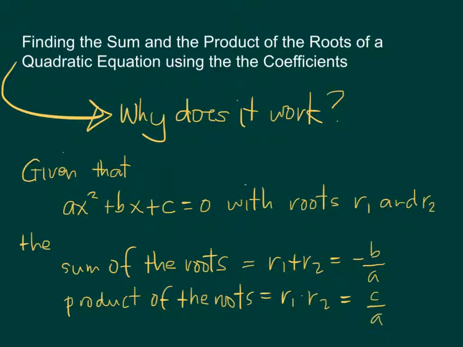Hi, in this video, I'm going to share with you the reason behind why we can simply find the sum of the roots and the product of the roots of a quadratic equation by using the coefficients a, b, and c of the quadratic equation, and that the sum is just negative b over a and the product is c over a. Okay, so why does it work? Let me explain how we obtain these two formulas.